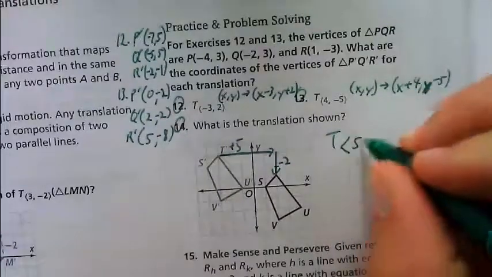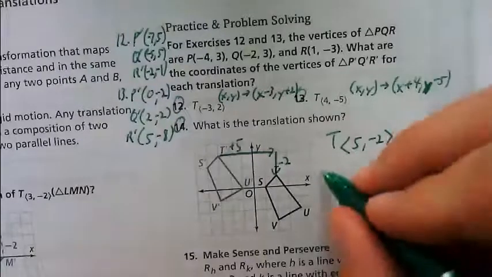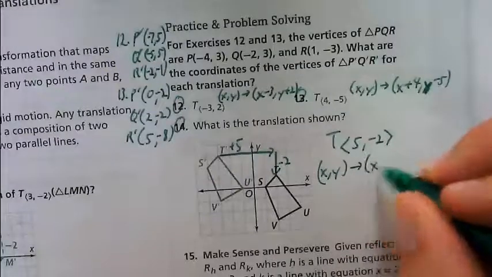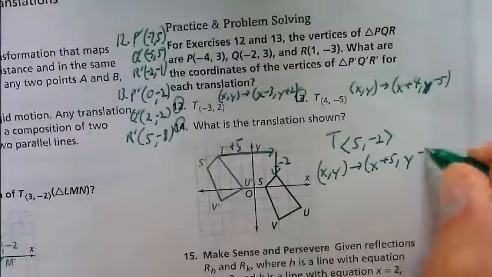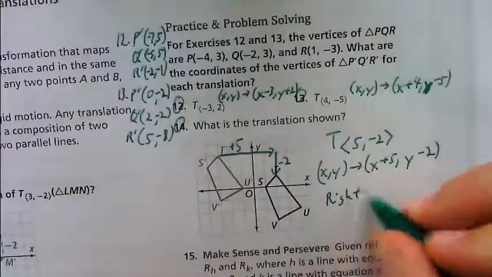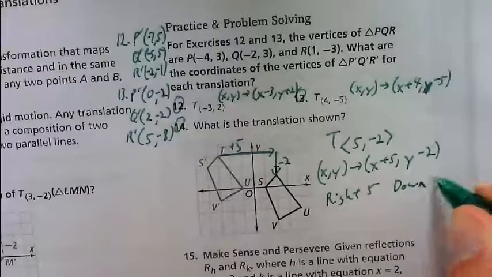Again, there were several ways that you could write this. Translation of 5, negative 2 in vector form. You could write it as x comma y is moving to x plus 5, y minus 2. You could also say right 5, down 2.